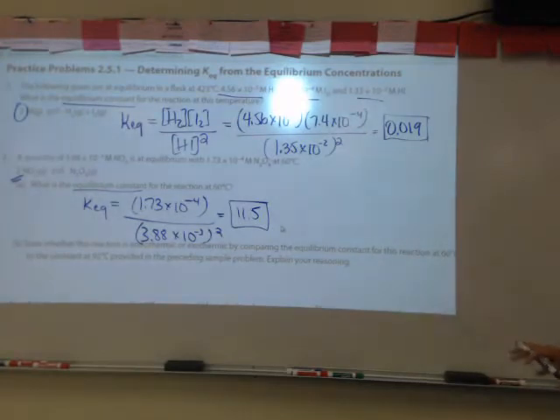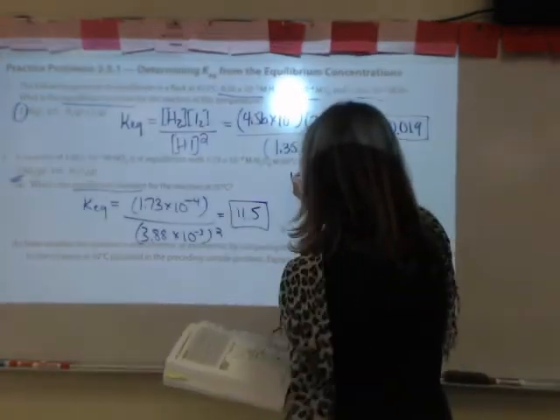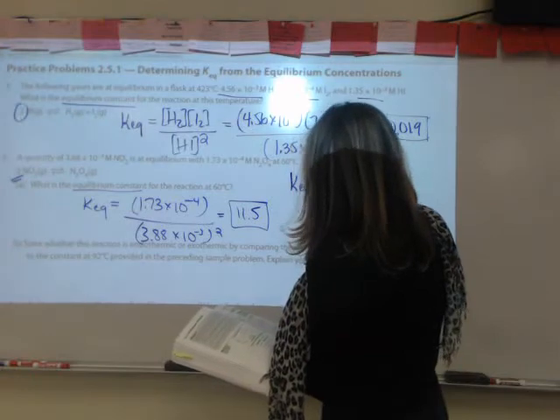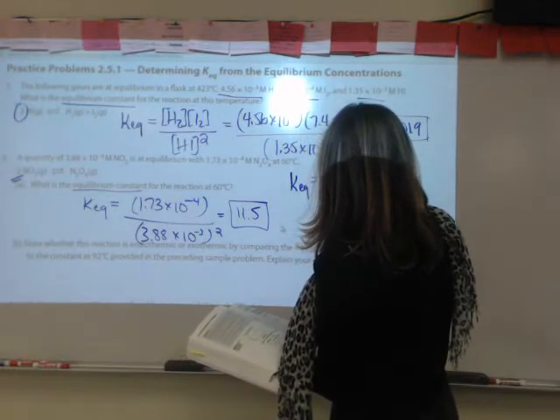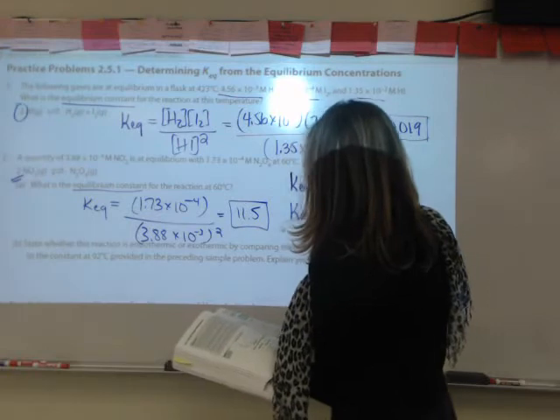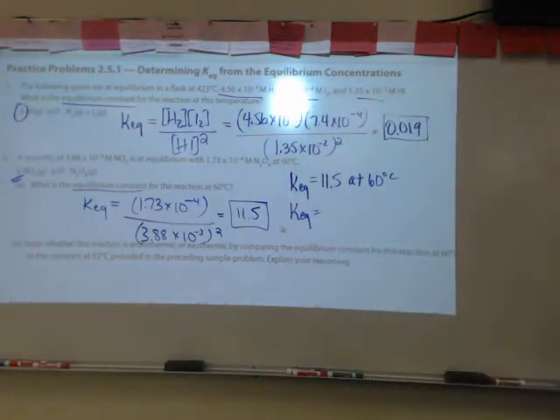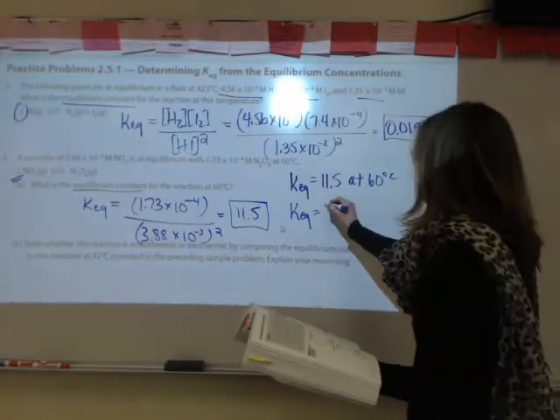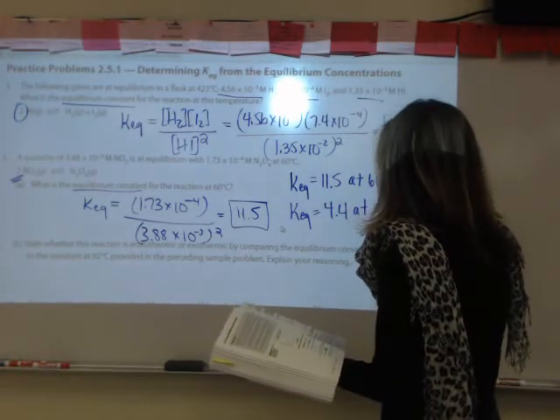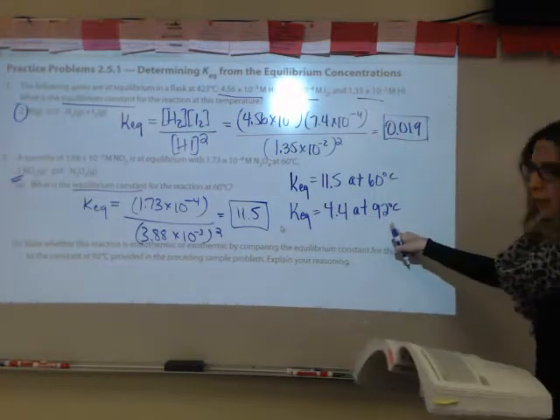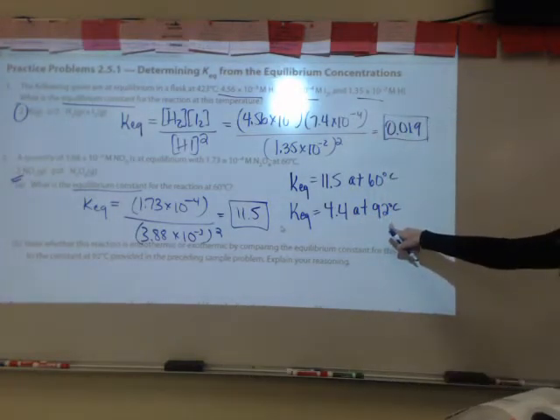B says, state whether this reaction is endothermic or exothermic by comparing the equilibrium constant at 60 degrees with the equilibrium constant at 92 provided in the previous sample problem. Okay, so if my Keq is 11.5 at 60 degrees Celsius, and I look back at the previous sample problem, which says that the Keq is 4.4 at 92 degrees Celsius. This is a higher temperature with a lower Keq.